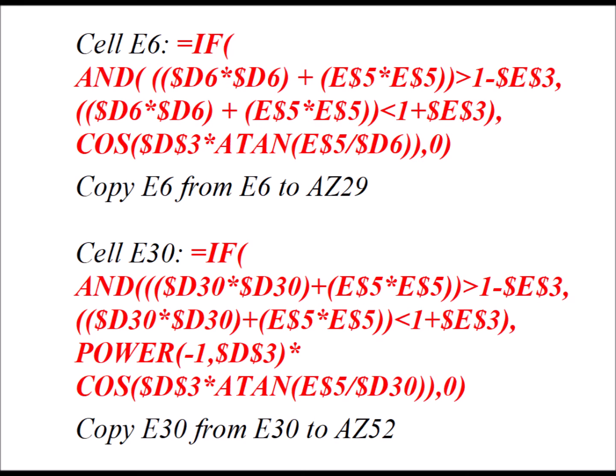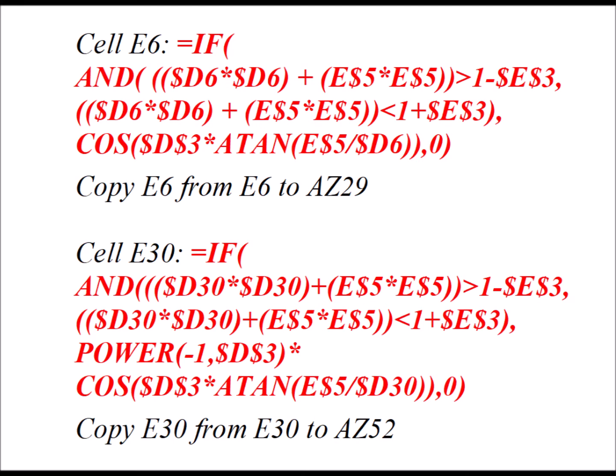Then the second part, we type a very similar looking formula in cell E30. What's different about this one is that it has this power function, and it's to account for the fact that in the way that Excel evaluates trigonometric functions, it doesn't evaluate them over the entire 0 to 2 pi distance. It's often just from, say, minus pi to plus pi, or minus pi over 2 to plus pi over 2. Since the trigonometric functions change their sign depending upon which quadrant they're in, that's the tricky part.